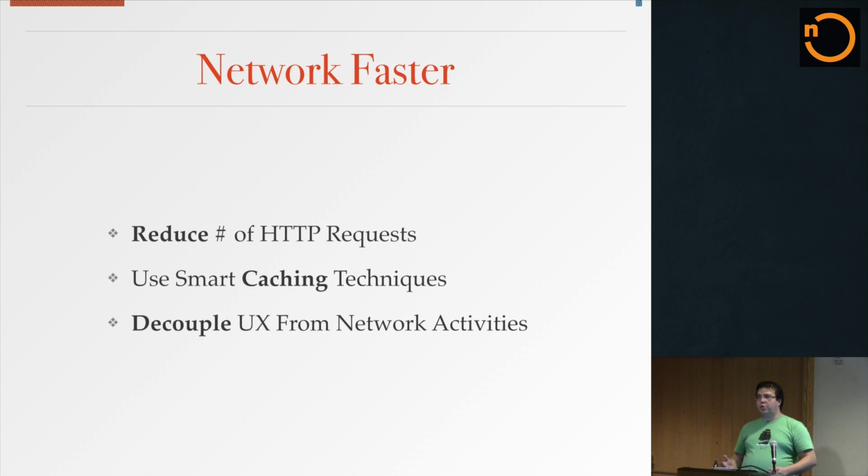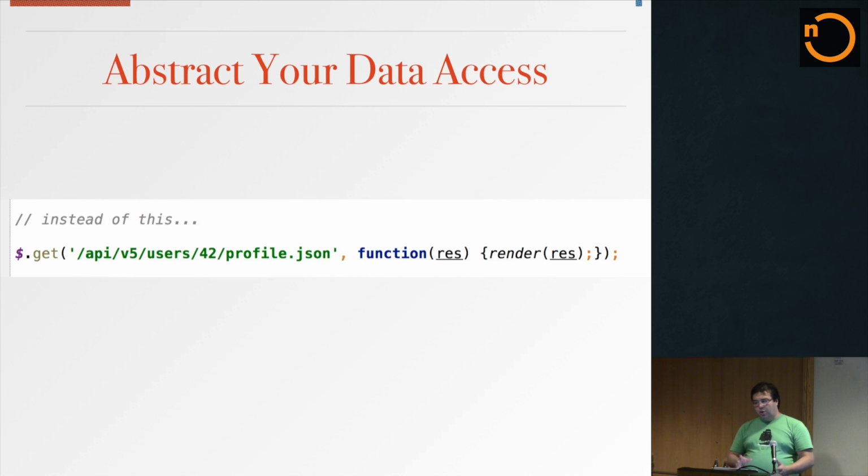And the other thing is to decouple the user experience from network activities, and we'll see an example of this soon. By decoupling, I mean you have to abstract your data access layer. So if you see some kind of request like this in your mobile application code, it is not the best way to do it. In this piece of code, we are simply doing a network request to a REST API endpoint. And it really seems innocent, but we can do it better.